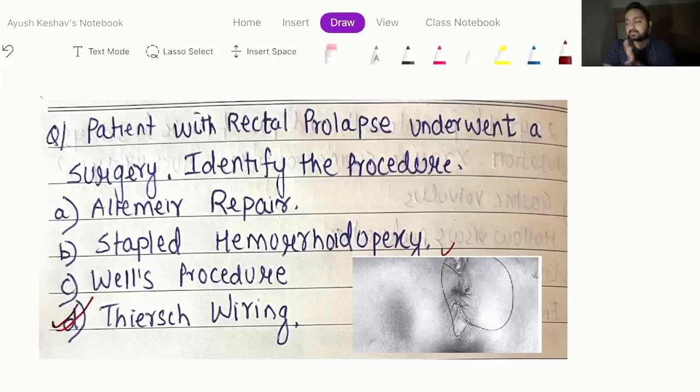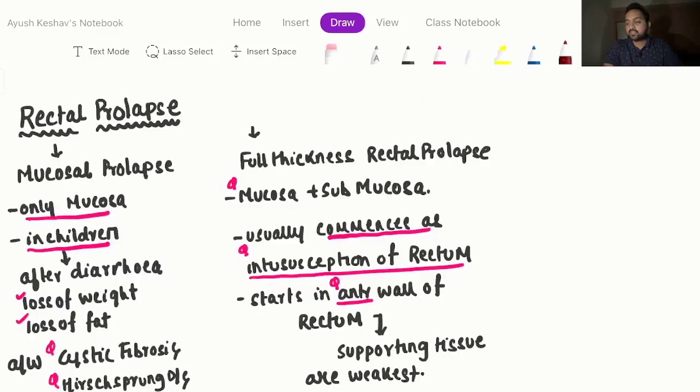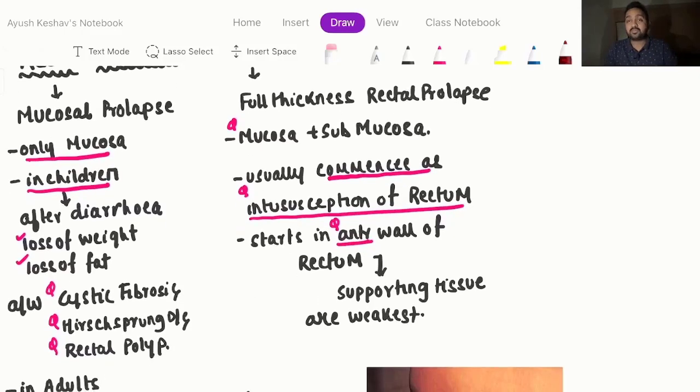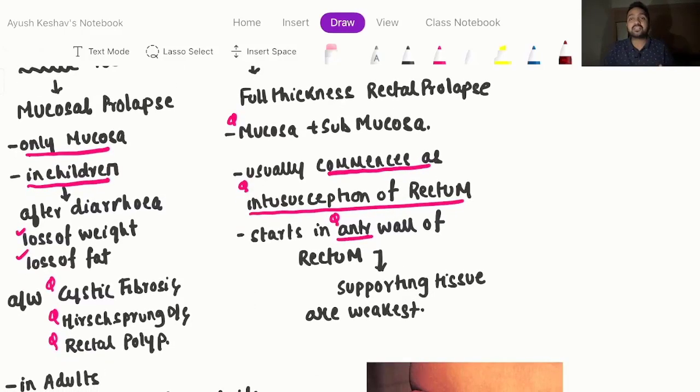Now since they have asked regarding Thiersch wiring, let's take a look at some of the important points of rectal prolapse and the various other operative procedures. So rectal prolapse is of two types, that is mucosal prolapse and full thickness rectal prolapse. In mucosal prolapse you have only mucosa, whereas in full thickness rectal prolapse you have all the layers, including mucosa plus submucosa.